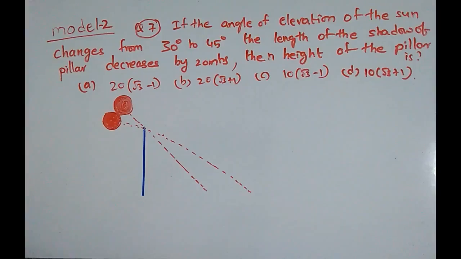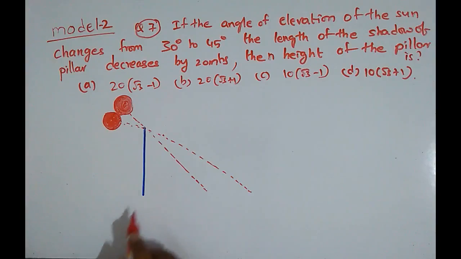We will see another problem. We'll see another problem, model 2. If the angle of elevation of the sun changes from 30 degrees to 45 degrees, the length of the shadow of a pillar decreases by 20 meters. Then find the height of the pillar. Friends, see here.